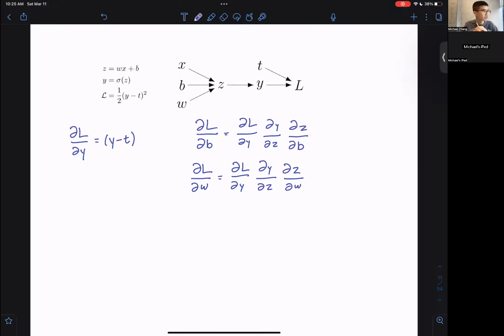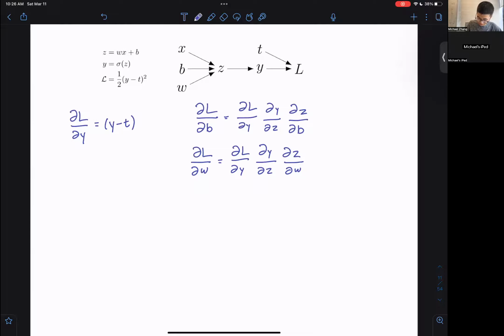And you can also interpret this derivative a little bit more concretely in the sense that if y is our prediction and t is a target, it's saying if y and t are really far apart, then a small change in y can have a large impact on the overall loss value. So that's a more concrete interpretation of the derivative in this case. We continue throughout the graph.